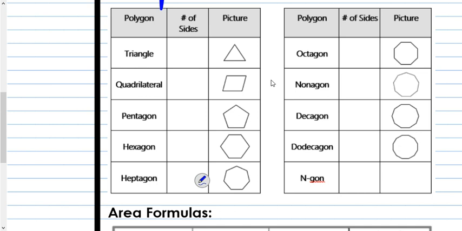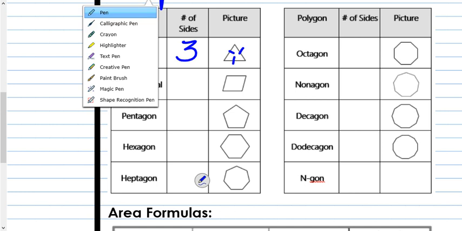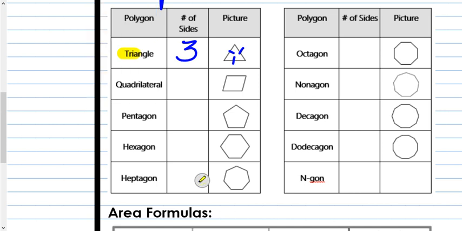A triangle has 3 sides, and what do you know? There's a picture. 1, 2, 3 sides of the triangle. Okay, a quadrilateral has 4 sides. Notice triangle has the prefix tri, which means 3, and quadrilateral has the prefix quad, which means 4. So a quadrilateral has 4 sides. Okay, pentagon, 5, and then again the prefix penta or pent means 5.